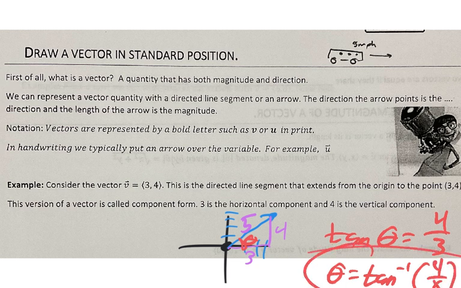But there's the formula. Y over x. Wait, does that say x or 3 at the bottom? X, and this is y. Y over x, which is 4 over 3.